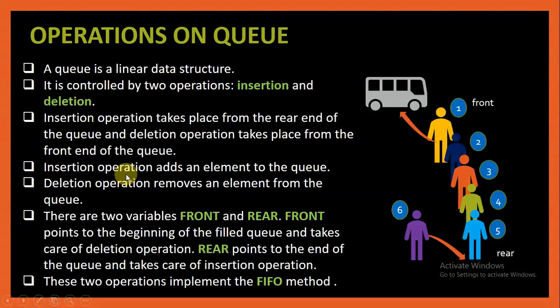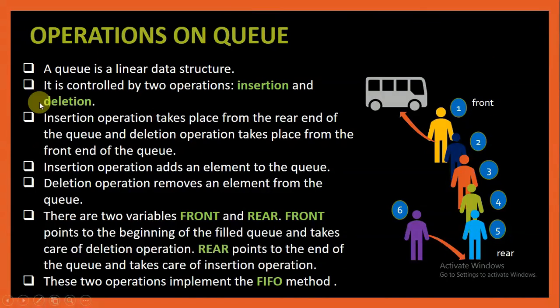And insertion operation adds an element to the queue. So whenever a new element comes, suppose the sixth person wants to join the queue, he will join from the rear end. And deletion operation removes an element from the queue. So if a person wants to move out of the queue, he will be the person who first joined the queue. So he will be removed from the front of the queue.